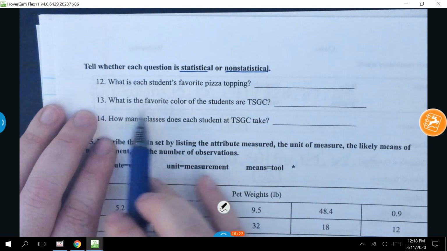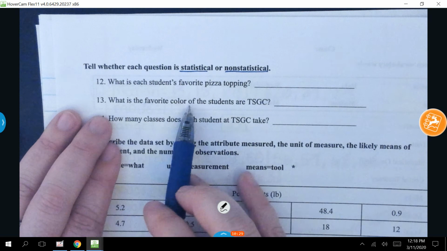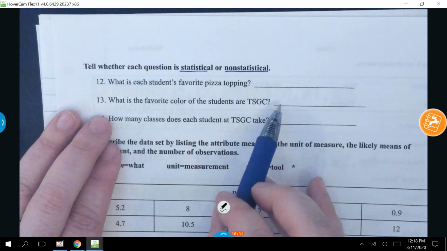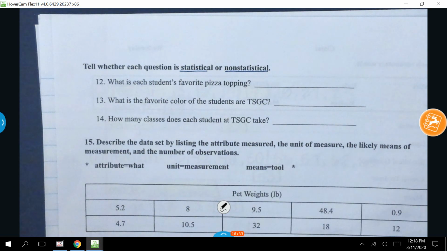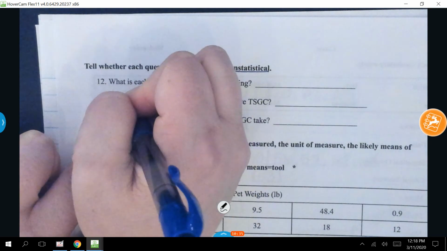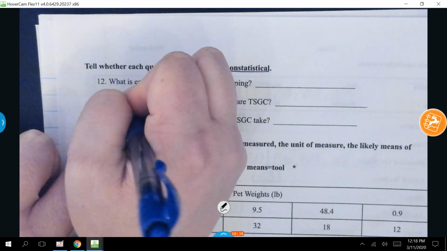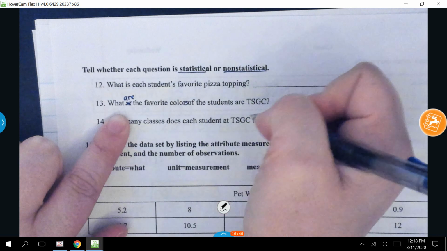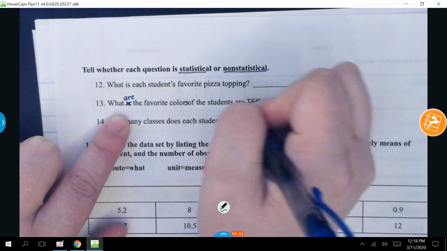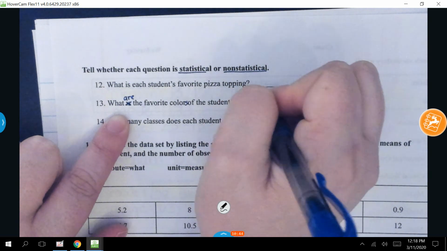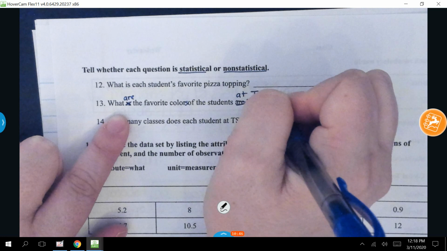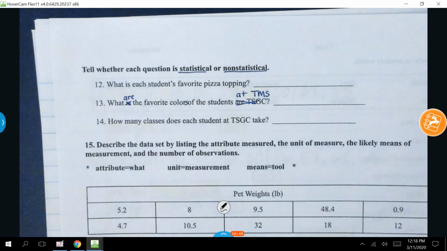I want us to fix my typo real quick. This says, what is the favorite color of students RTSGC? That sentence does not make sense. All right, so it should say, what are the favorite colors of the students at TMS? So TSGC, that was last year we were Thompson 6th grade center, but today we are all Thompson Middle School.